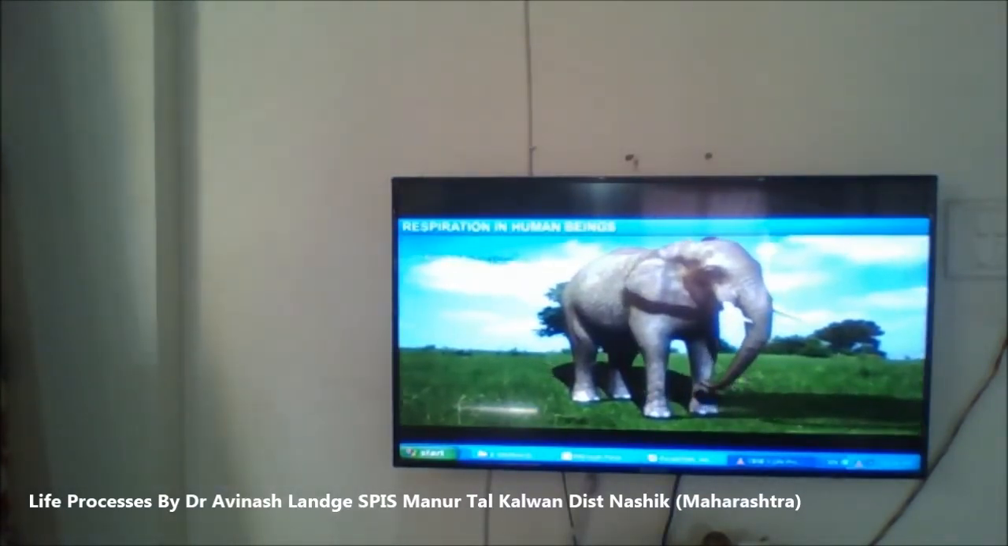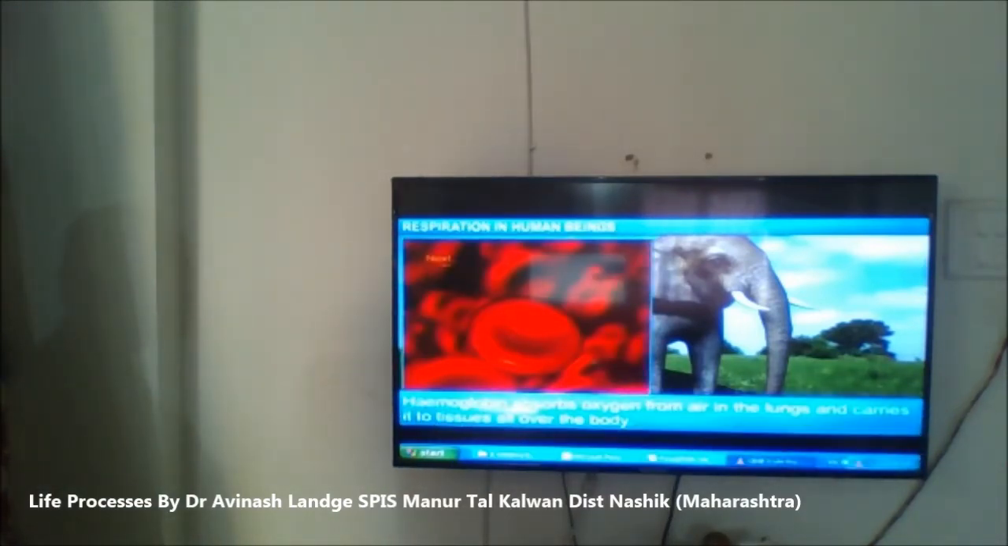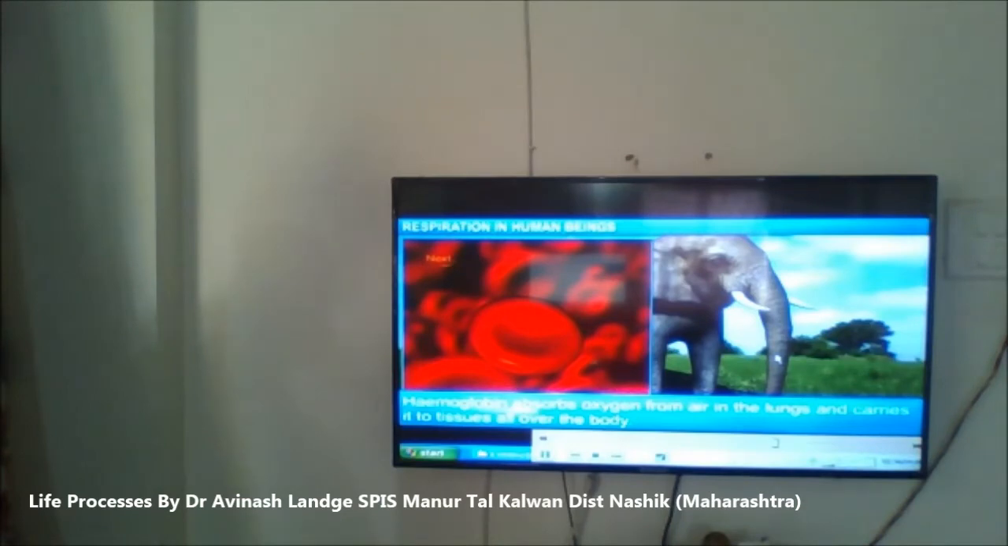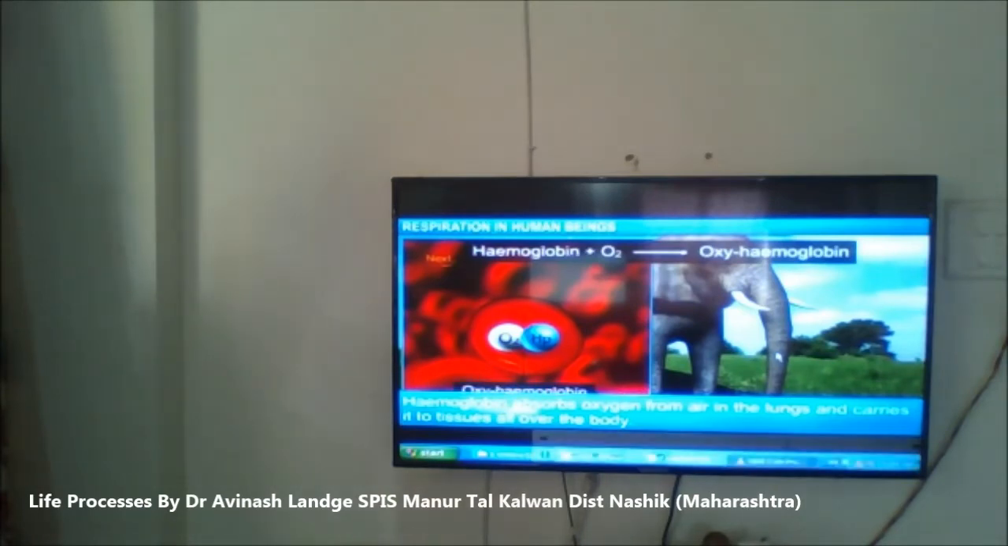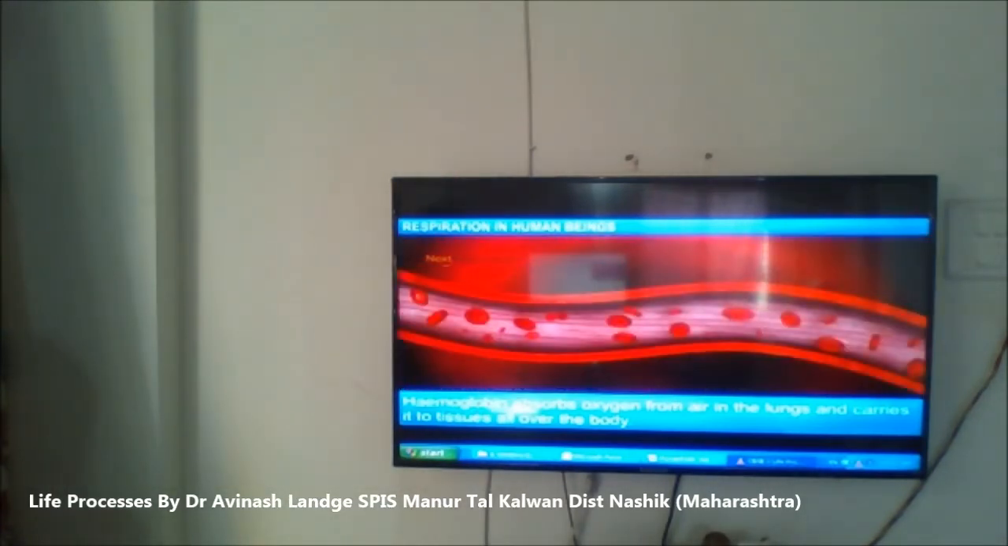In large animals like elephants, it is difficult for oxygen to reach all parts of the body through diffusion. Hemoglobin, a respiratory pigment present in red blood cells, has high affinity for oxygen. This pigment binds with oxygen from the air in the lungs and forms oxyhemoglobin. Later, through oxyhemoglobin, oxygen is distributed to all the tissues in the body.